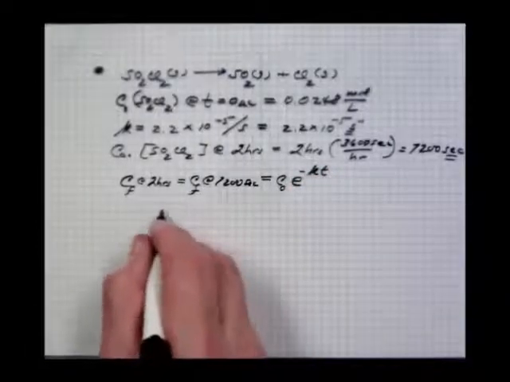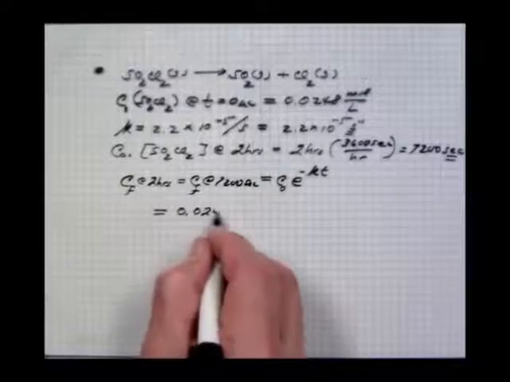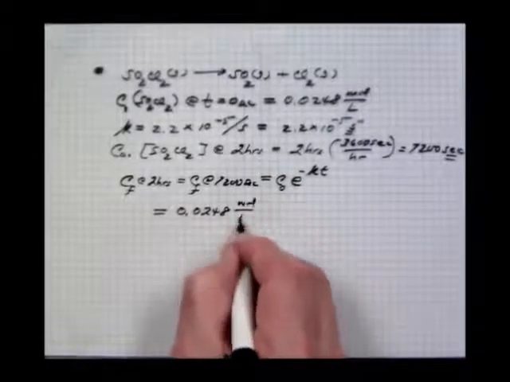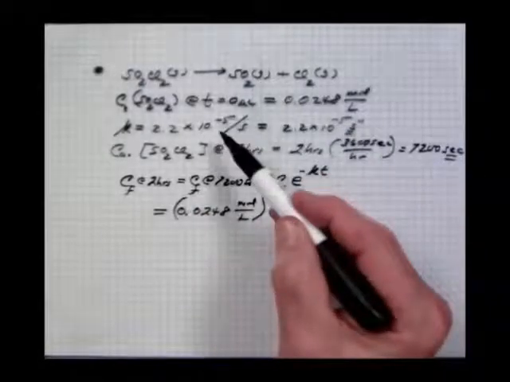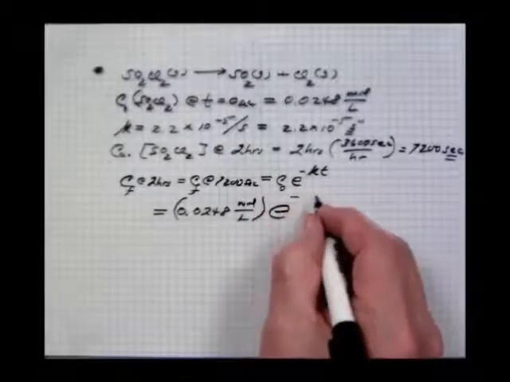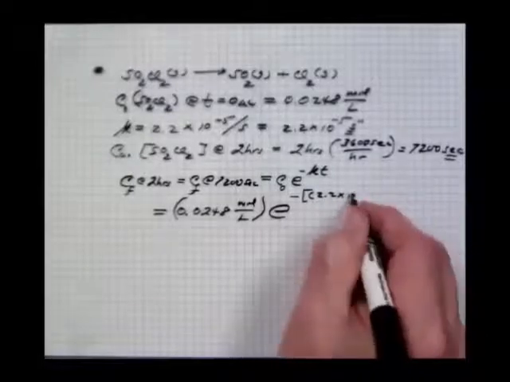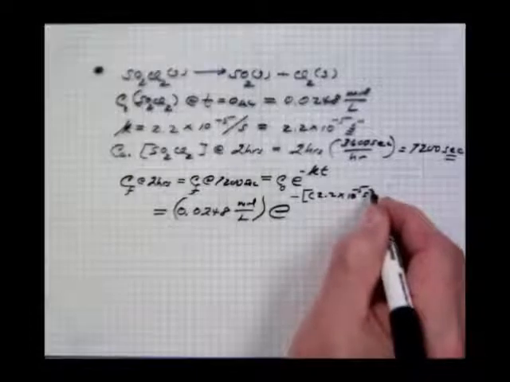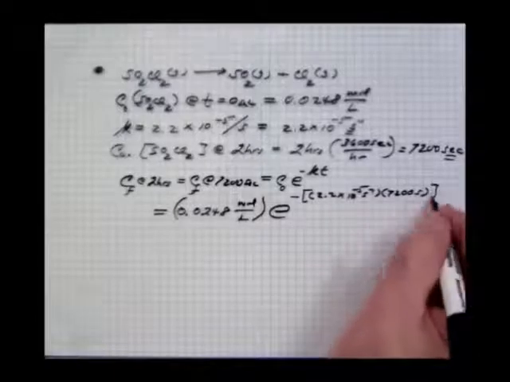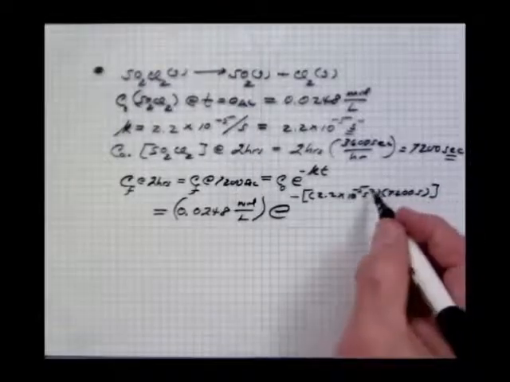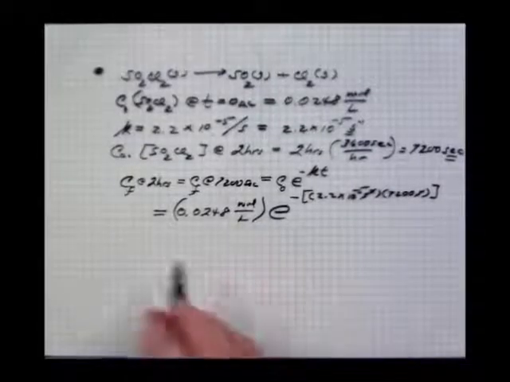So I'm going to come back down here to equal C sub O was given to be 0.0248 mole per liter right there. Then we'll go e to the minus K value. Here's the K. e to the minus, now I like to bracket this, 2.2 times 10 to the minus 5 seconds to the minus 1 times 7,200 seconds, and close the brackets right there. Now that is reciprocal to that, so that will cancel out. The only units remaining will be moles per liter.